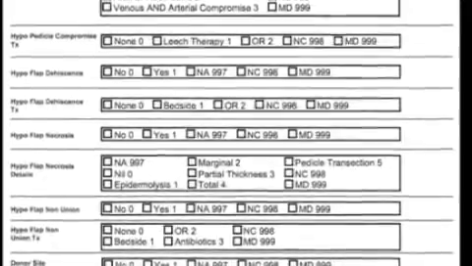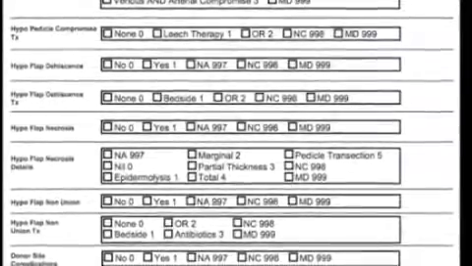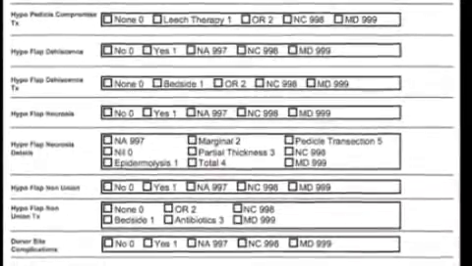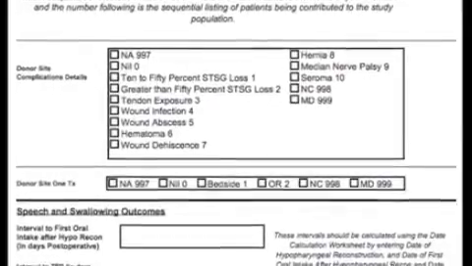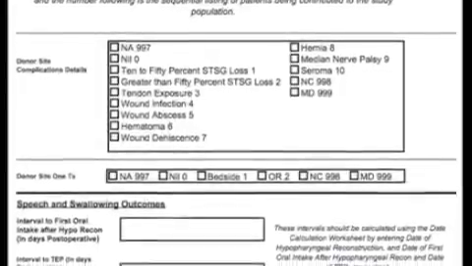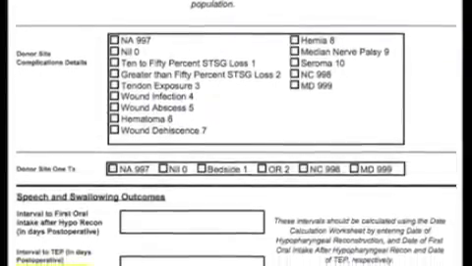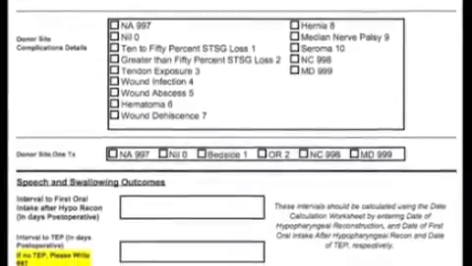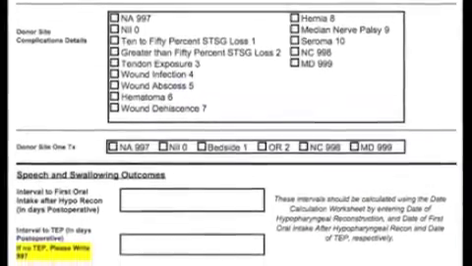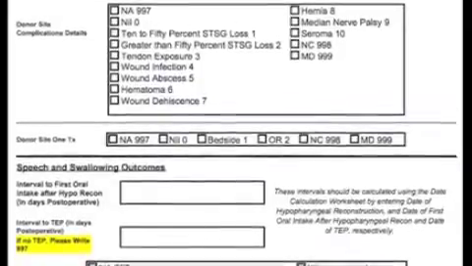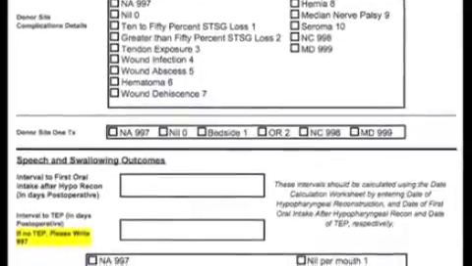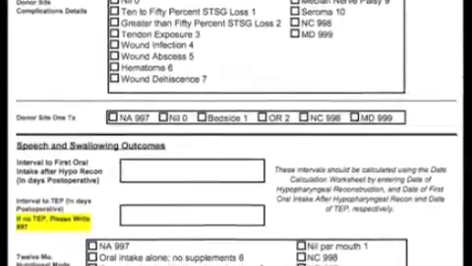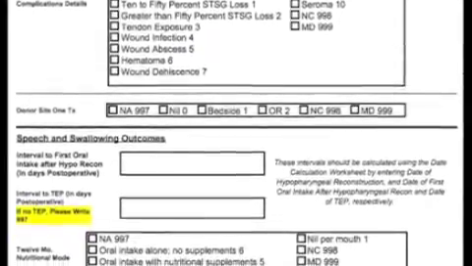At the bottom of page 6, the transition is made to considering donor site complications instead of flap complications. Please record whether or not the patient had a donor site complication, and at the top of page 7, please record the specifics of that complication. Please record all that apply, and if there is a donor site complication that is missing, please write it in. Please record the treatment for any and all donor site complications.